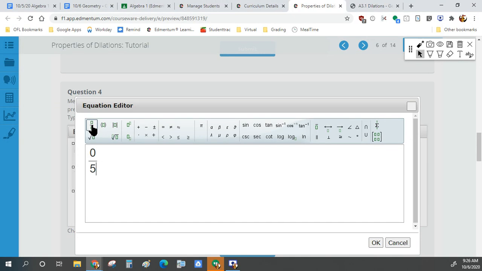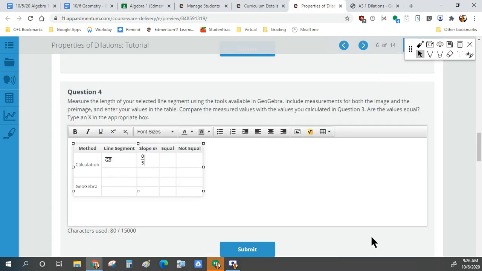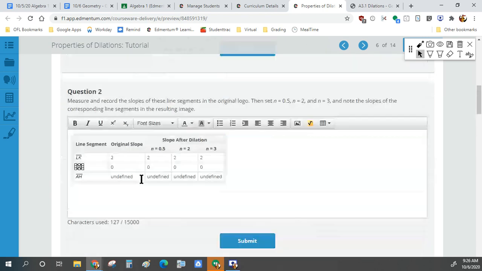0 over 5, which ends up being 0. Is it equal? Yes, it is equal. So I'm just going to put an X here to show that's equal. And then we're going to do AH. So I'm just going to copy this AH.